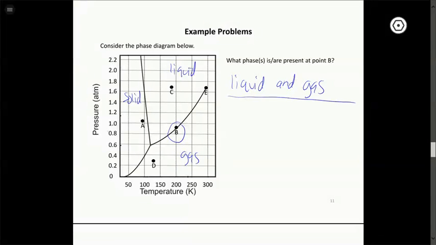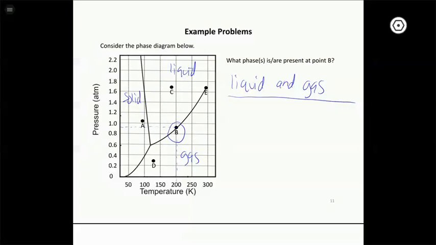So in other words, point B tells us the boiling point of this substance at whatever pressure that is, about 0.9 atmospheres. Some more information we could get from this: point B is at 0.9 atmospheres and about 200 Kelvin, so the boiling point of this substance at 0.9 atmospheres is 200 Kelvin.